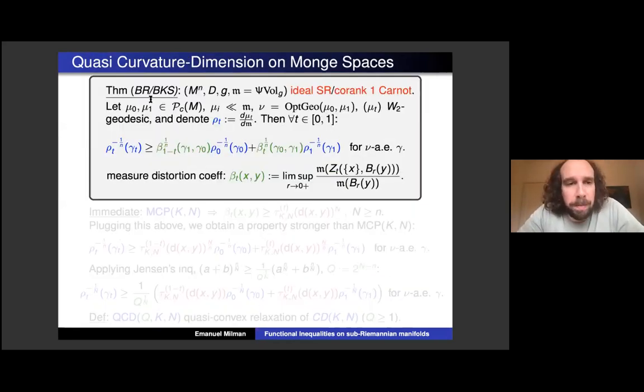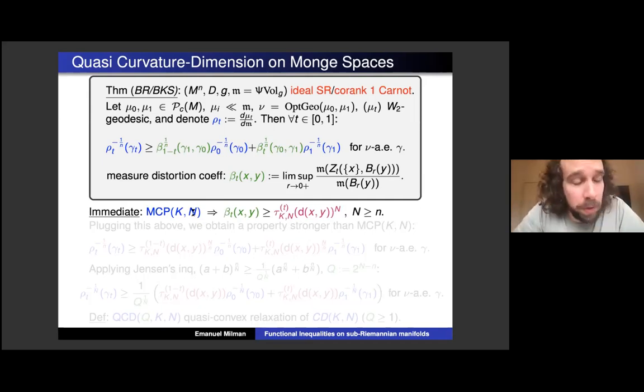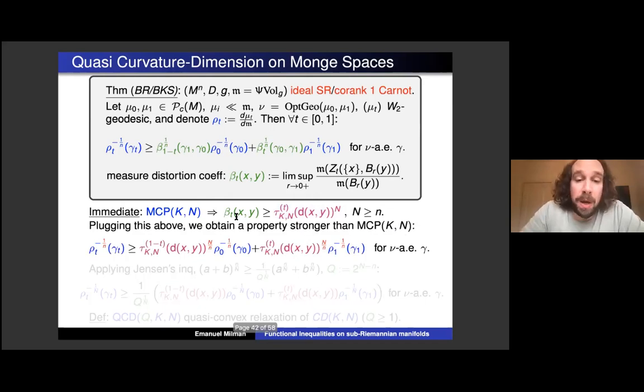So let's go back to the Barilari-Rizzi-Ballo-Cristalli-Sipos theorem. What can we do? Well, the MCP condition was known for us. That's a calculation that people have made. And it's a few lines computation to show that this implies that these beta coefficients, these measured distortion coefficients, are lower bounded, because these coefficients also measure contraction to a point. So these coefficients are lower bounded by the model Riemannian ones coming from the MCP condition. So that's also immediate to show. So that's great because we can just plug this into this interpolation theorem. And we see that we get this interpolation property, which is actually stronger than MCP.